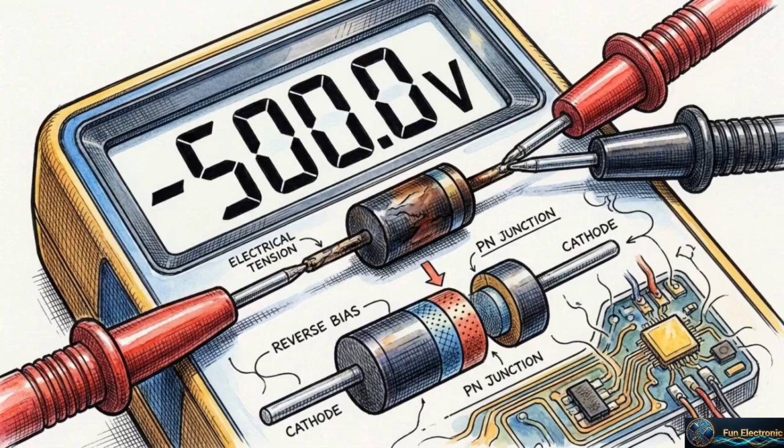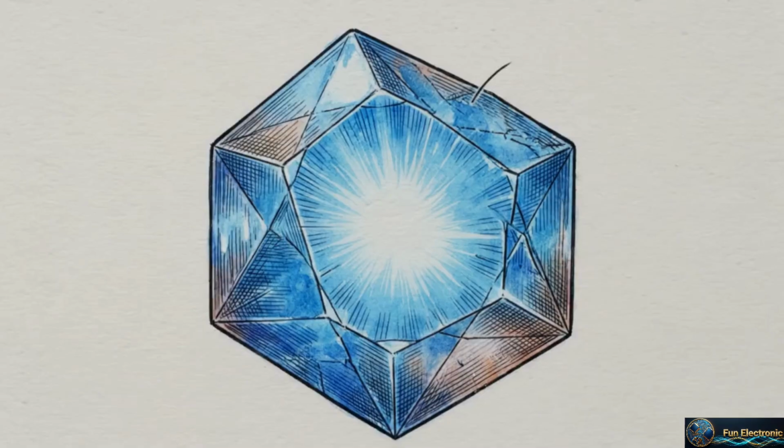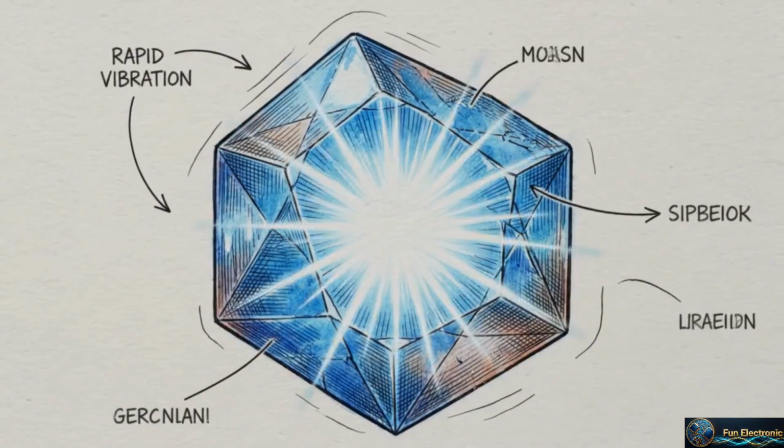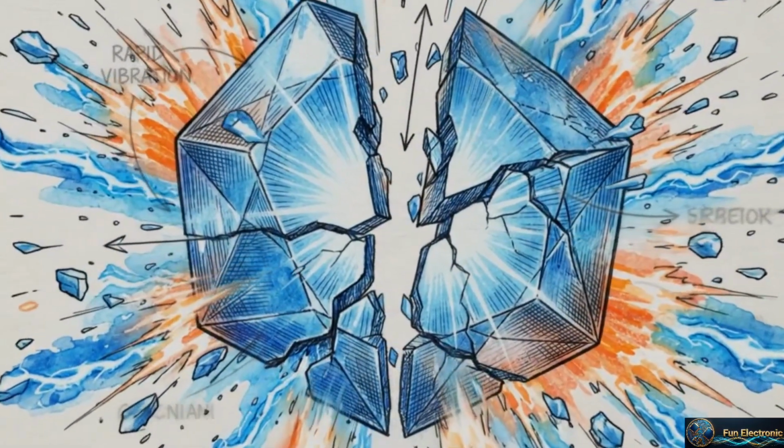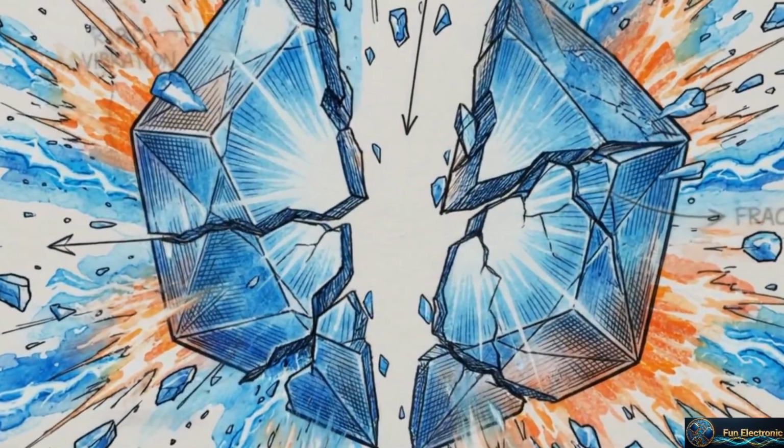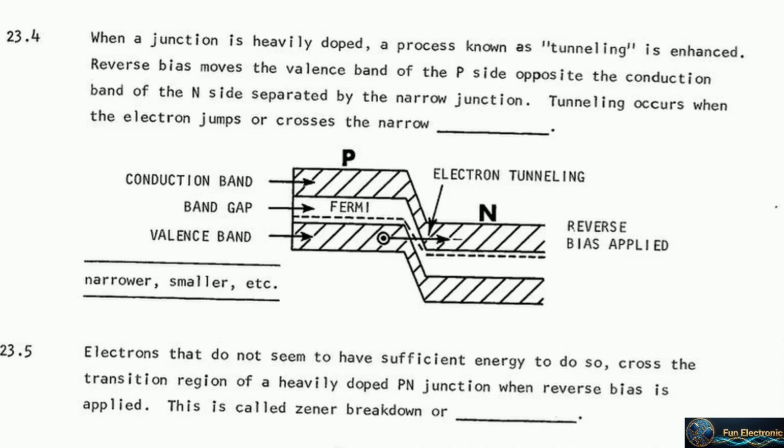But what happens if we apply an extreme reverse voltage while the valve is shut? Eventually, the internal electric field becomes so incredibly intense that the microscopic wall physically shatters, entering what we call the breakdown region. This technical diagram illustrates Zener breakdown. In a heavily doped narrow junction, the barrier is so thin that electrons simply tunnel straight through it, as shown by the arrow on the top.